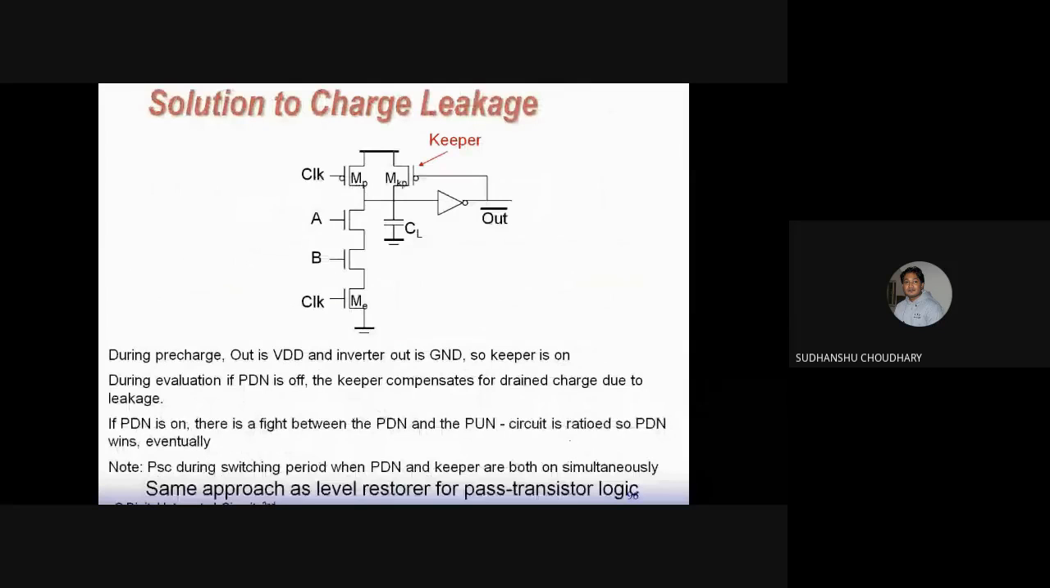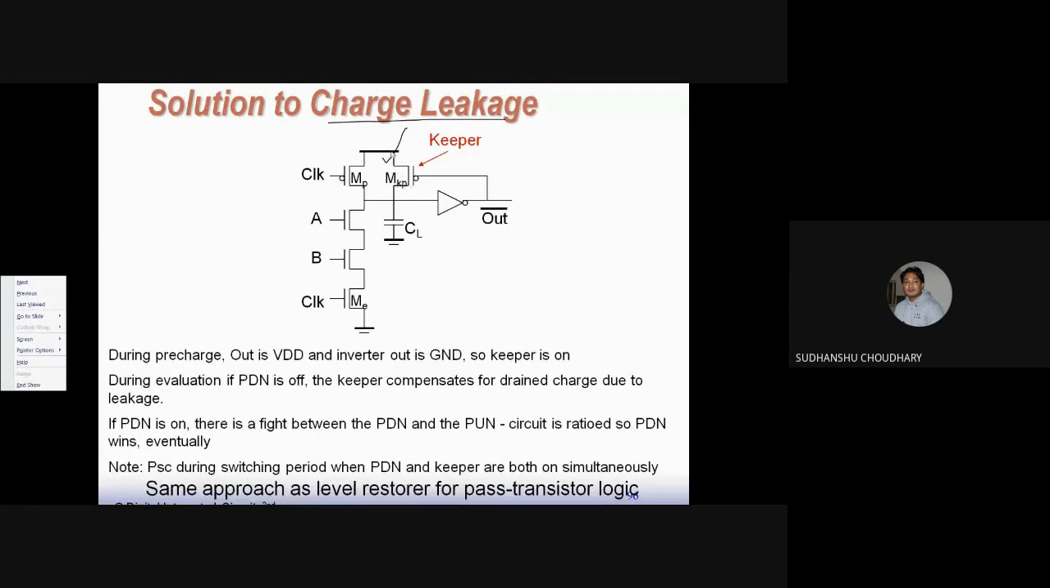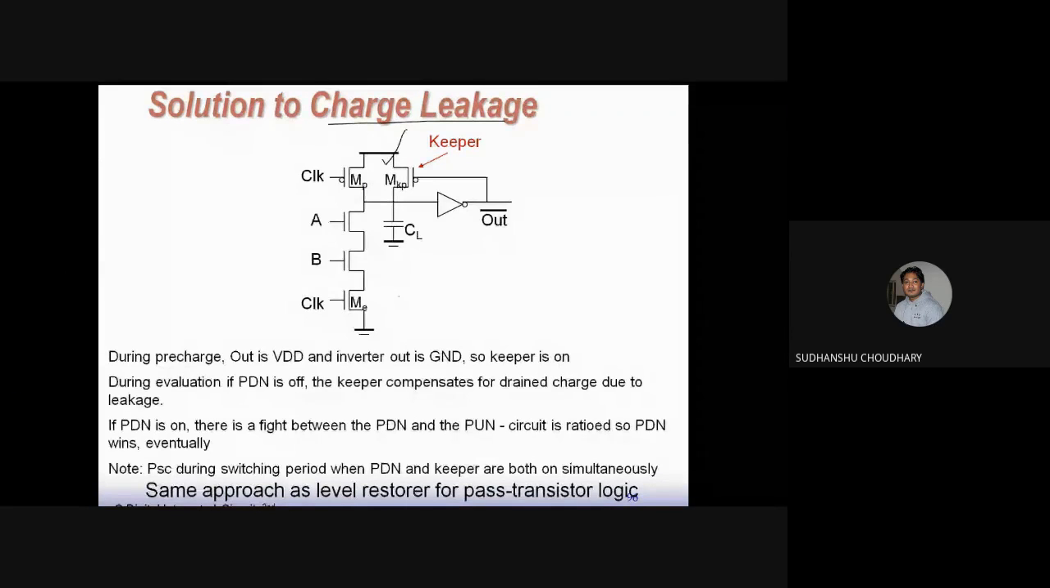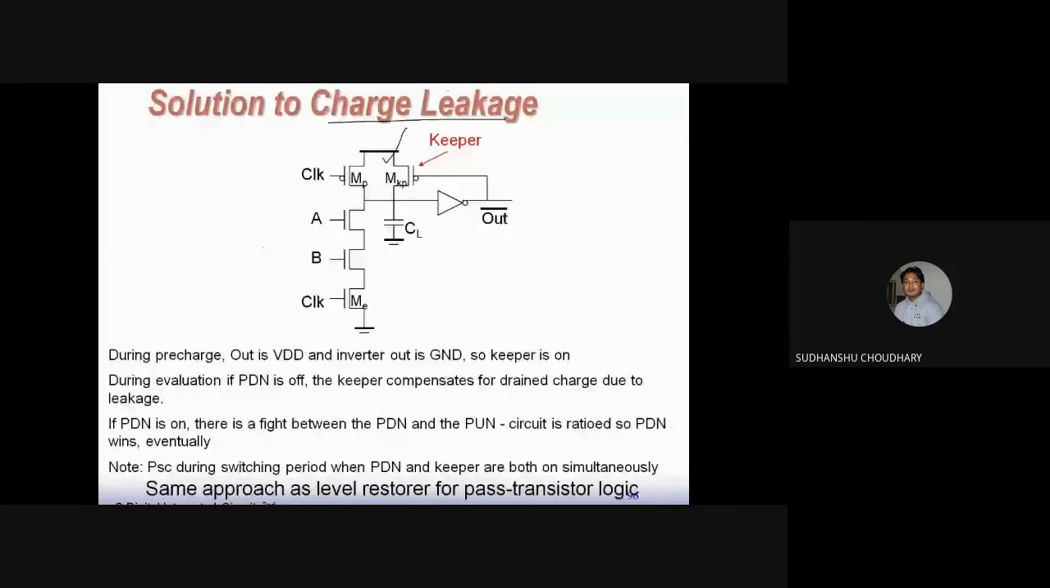The solution to this charge leakage problem, again, is to think of using a keeper MOSFET over here. The job of this keeper MOSFET will be to charge this node, because the charge will lose its value because of the leakages through the reverse bias diode. The reverse bias diode can conduct, so the charge can leak. To prevent this charge leakage, one can use a keeper MOSFET, similar to a level restorer.